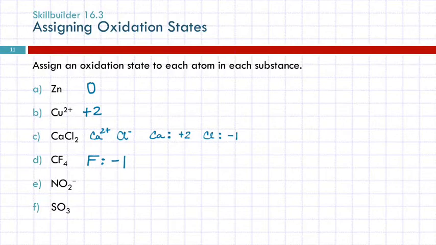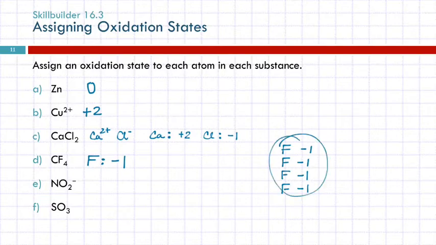So what we have here is fluorine that has a -1 oxidation state, and another fluorine with a -1 oxidation state, and another one, and another one. They're all going to be the same. They're all fluorine. Why would one be different? So there's 4 of those. So altogether, the oxidation state of the 4 of them is -4. We have 1 carbon. The oxidation states have to add up to 0, so carbon must be +4.